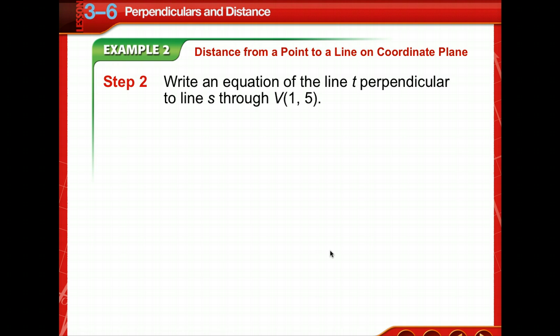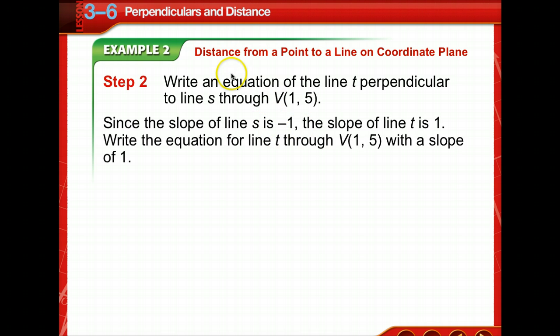Step 2. Step 2 is we're going to write an equation of the line that is perpendicular to the first line and goes through a specific point. Now we're told that line T is perpendicular to line S and goes through point (1, 5).